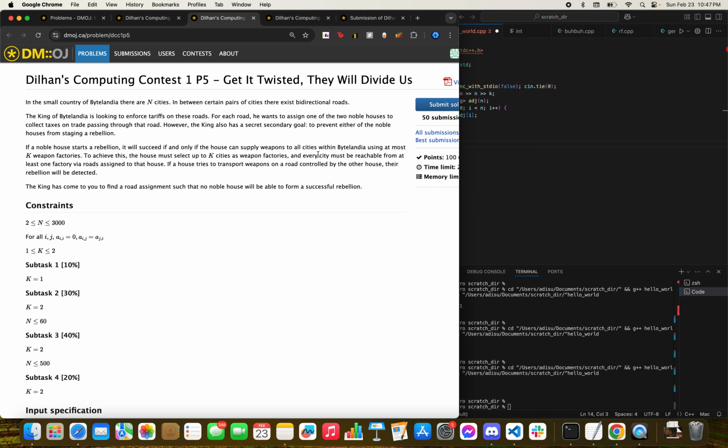Oh wait, must be reachable from at least one factory via roads. Oh, my incorrect understanding of the problem, oh my god. So... it's connected components. Okay, I actually know those more. Okay, so it's just... you just can't form connected components, like that's it. Yeah, okay. So it is what I was just thinking about, actually.